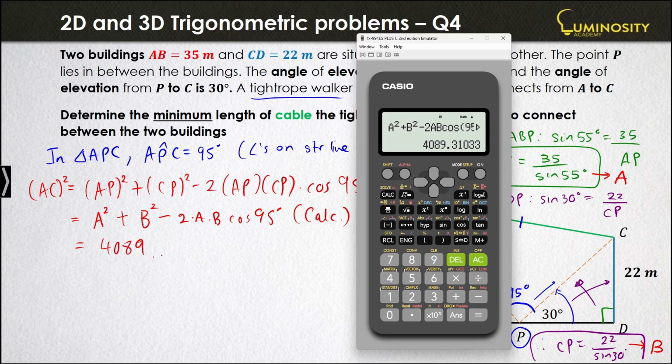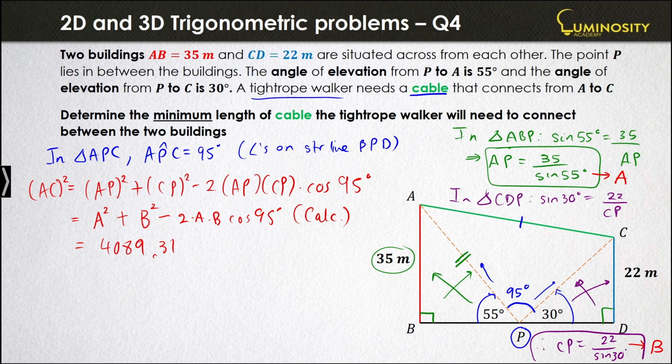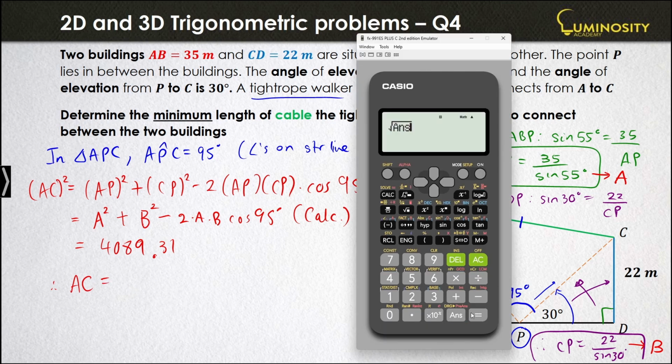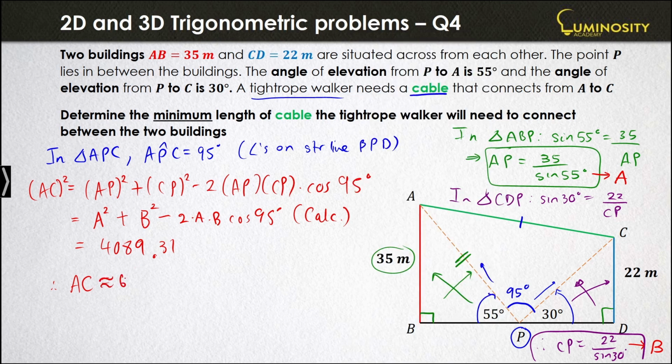And that's going to give me 4,089.31033. Okay, so I'm going to leave that value exactly as it is, and therefore to solve for AC, I take the square root of that entire expression. So I'll go square root answer, and that's going to be 63.95. So say approximately 63.95 meters. So if I was a tightrope walker, I would want to be safe and rather have more rope than less rope to walk over. So I'm going to say he'll need at least, so at the very minimum, 64 meters as a good approximation, so that he's got more than enough cable.